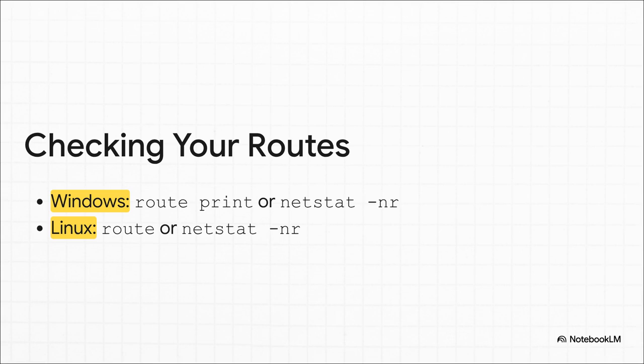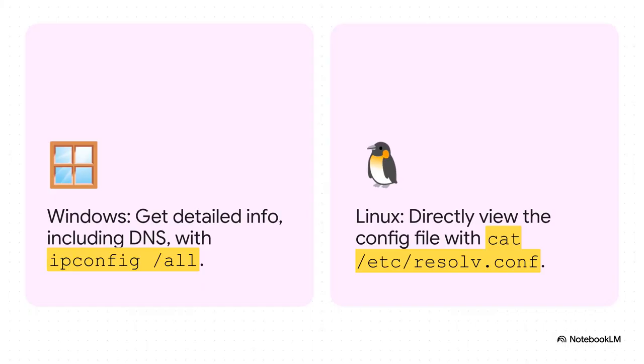Next up, you want to confirm your gateway is set up correctly. Just think of the routing table as your computer's GPS for finding the internet. In both Windows and Linux, the route and netstat -nr commands will show you this table. You just need to look for your gateway address listed there as the default path out. And finally, let's check the DNS, the last piece of the puzzle. In Windows, the ipconfig /all command gives you this super detailed view that includes your DNS servers. In Linux, you can just directly look at the contents of the configuration file with the cat command. This just confirms that you'll be able to browse the web without any problems.